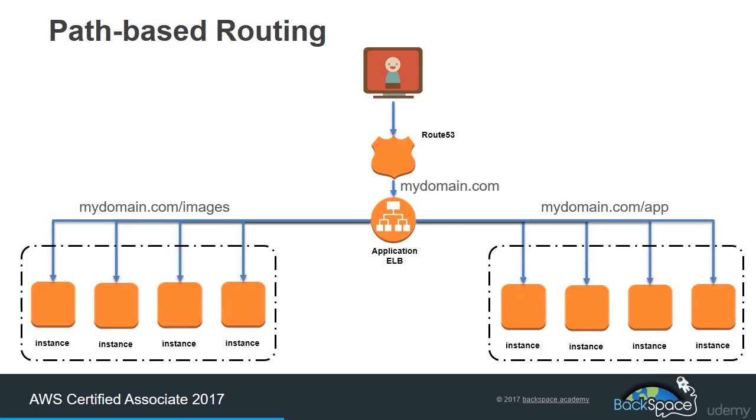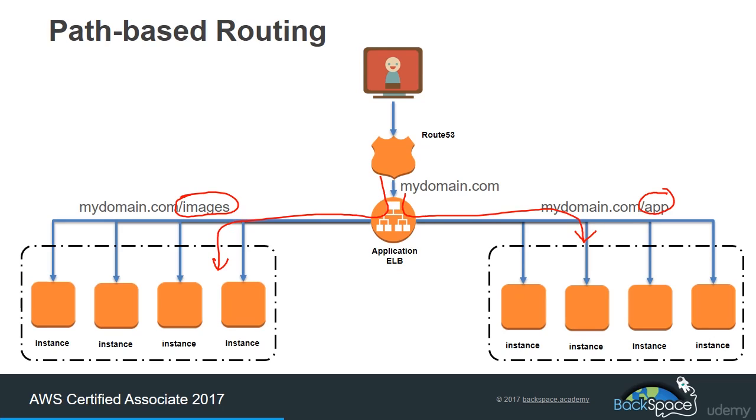Now with path-based routing, which is a feature of the application ELB, we can actually use one elastic load balancer, and the elastic load balancer will distinguish where that request has to go depending on what the path is in that request. So if we have mydomain.com, they're all going to be coming in, and then if the path has images, the elastic load balancer will automatically know to send that through to this target group of instances over here. If it comes through with a path of app, then the application elastic load balancer will do the same for an available instance there as well.